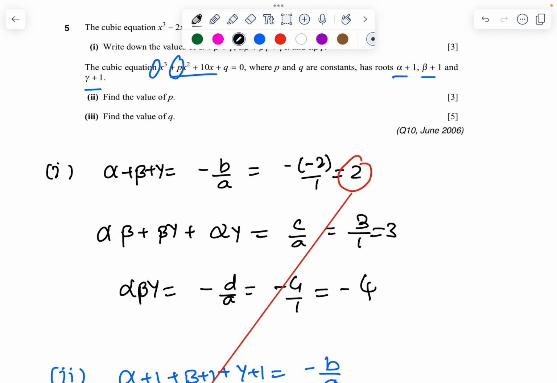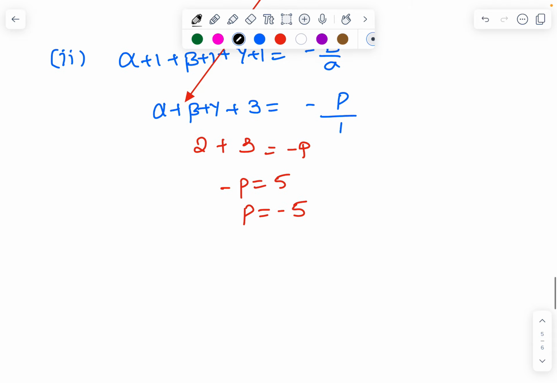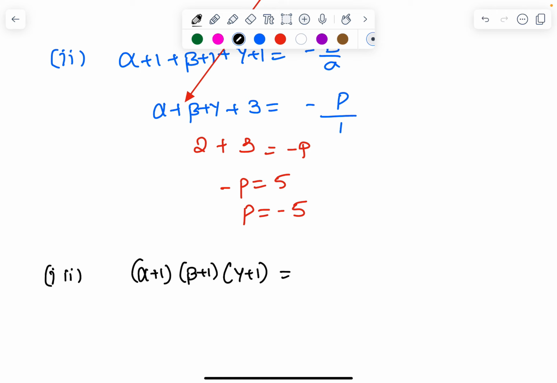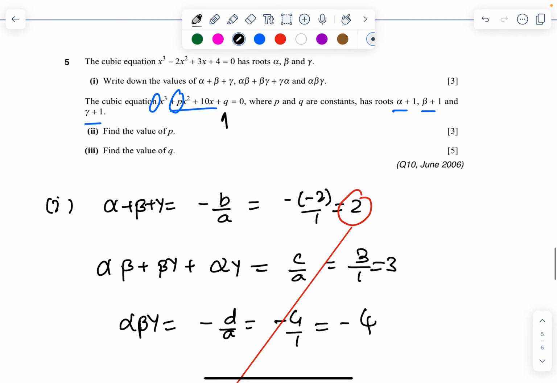Find the value of q. He is asking us to find the value of q. So for part 3, (alpha plus 1) times (beta plus 1) times (gamma plus 1) equals minus d upon a, the product of the roots, and d is nothing but what? Q, minus q upon 1.